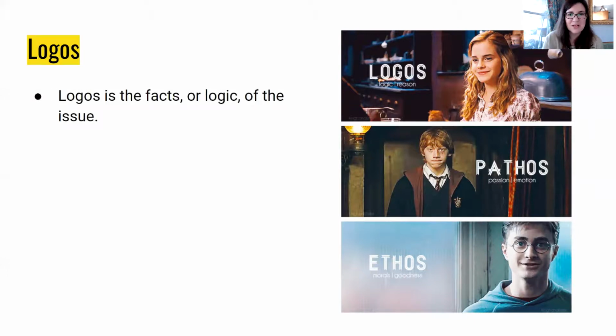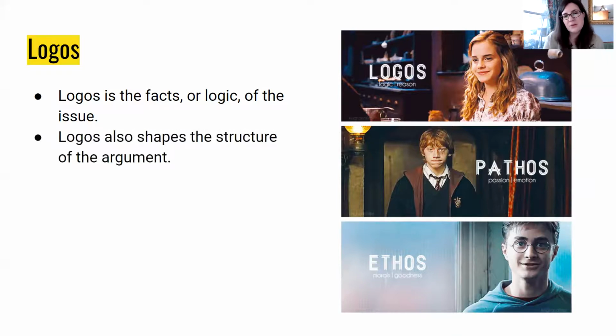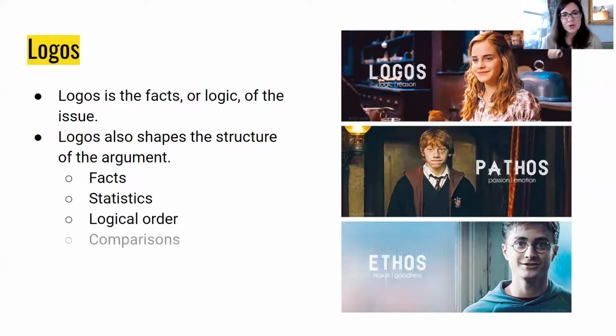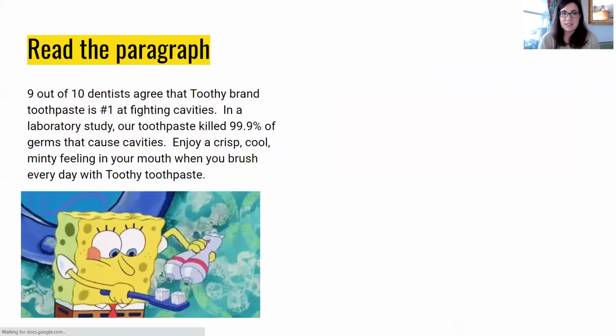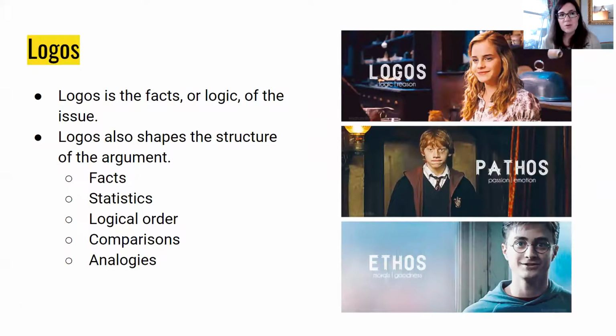So logos, remember, is facts, logic, and reason of the issue. Logos also helps shape the structure of the argument. So that's where we get into those organizational structures that we learned about already. So you want to be able to form your argument in the best way for what you're talking about. So logos is facts, it's statistics, logical order, comparisons, analogies. So all of these things are going to go into logos or logic. Does this make sense? So let's do some practice on this.